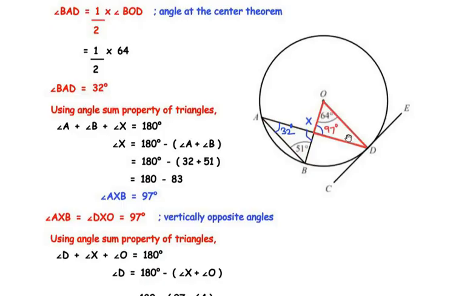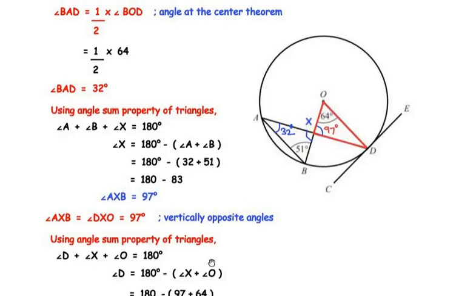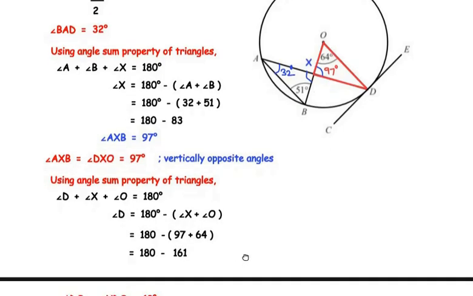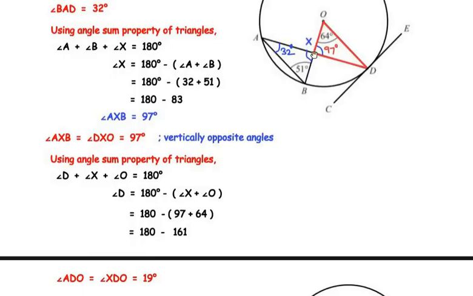Now here we are trying to find out the angle D from the triangle DXO. So here we have taken angle X and angle O on the other side of equal to sign. So we get angle D is equal to 180 minus angle X plus angle O. Now we have got the value of angle X as 97 plus angle O is 64. So 180 minus 97 plus 64, that is 161, gives us 19. Therefore we get the value of angle ADO or XDO as 19 degrees.